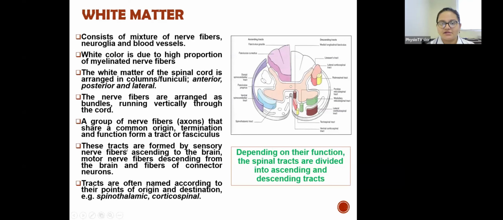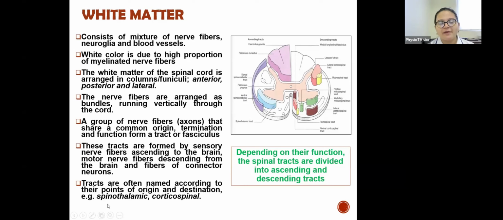So these tracts are going to be either sensory tracts or motor tracts, right? Sensory tracts will always be ascending tracts. Motor tracts will always be descending tracts. They are often named according to their points of origin and destination. Let's say, for example, spinothalamic.